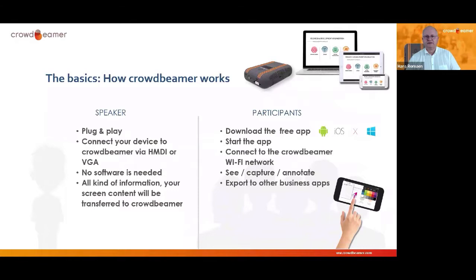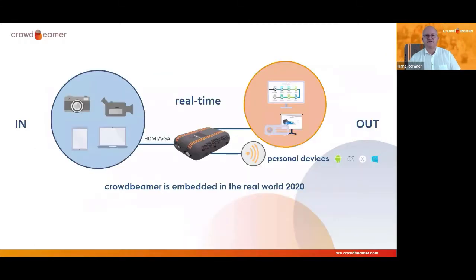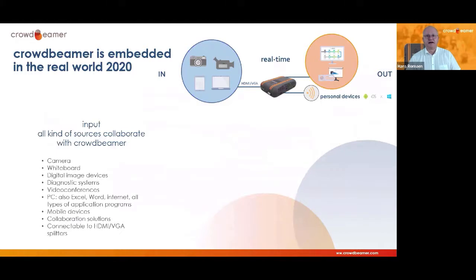In the second stage, we embedded this concept in our real world. At the input side, all kinds of sources have access to the Crowdbeamer device. Cameras, whiteboards, digital imaging and medicine, diagnostic systems and laboratories, or control rooms and also video conferencing systems. As we transfer the screen content, we aren't limited to PowerPoint or PCs. This gives speakers the flexibility to enrich their presentation with Excel tables, results of application programs or internet pages, or to use mobile devices as an input.